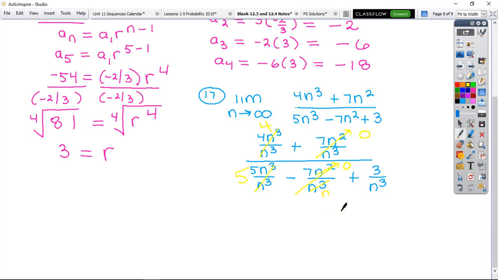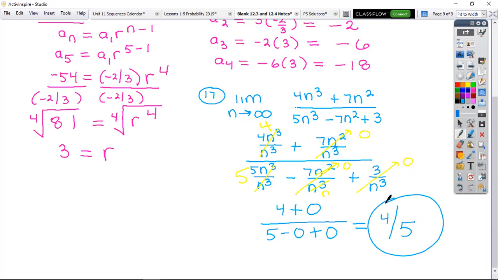And same thing on the last one. 3 divided by a very large number is so small and insignificant, it's really close to 0. So now I look and see what I have through this. And again, I'll write this out just to keep it neat for you. So 4 plus 0 from the top. The bottom is 5 minus 0 plus 0. So the limit is just 4 over 5. You got it.